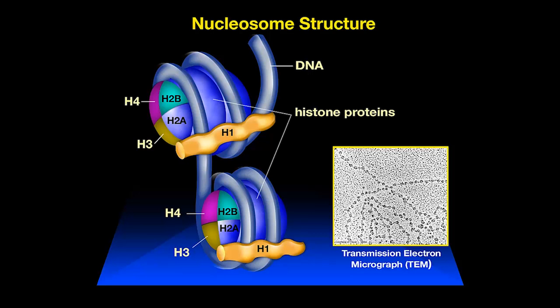Basically, here we have H2B, H2A, H3, and H4, and you can't see it on the other side, but there's 2 copies of each of those next to each other. So this whole thing that looks like a ball here, that's the octamer, okay? This thing is the octamer.